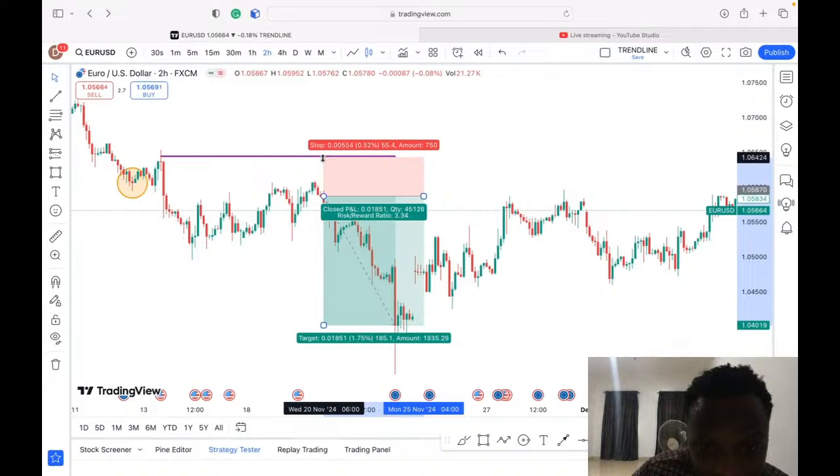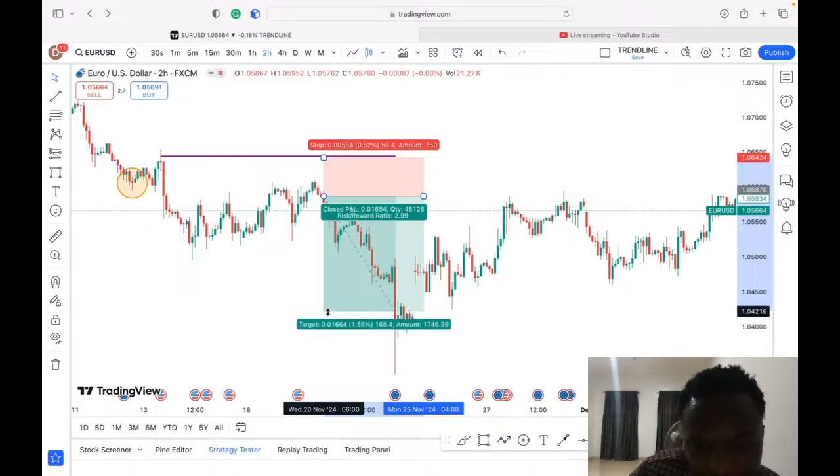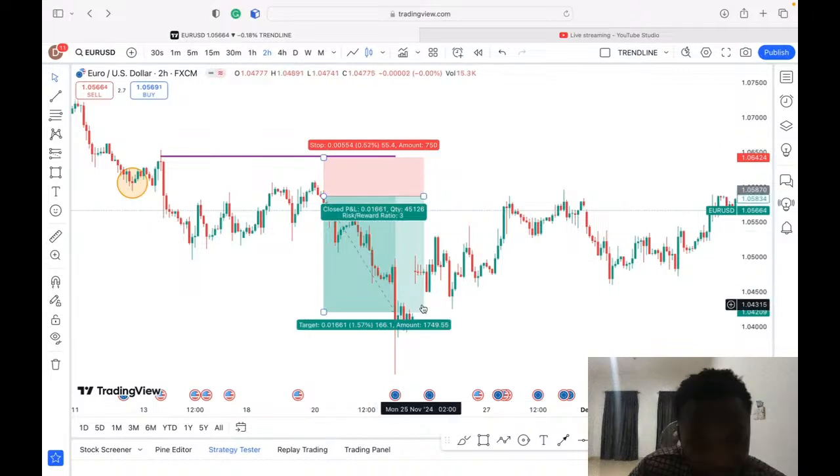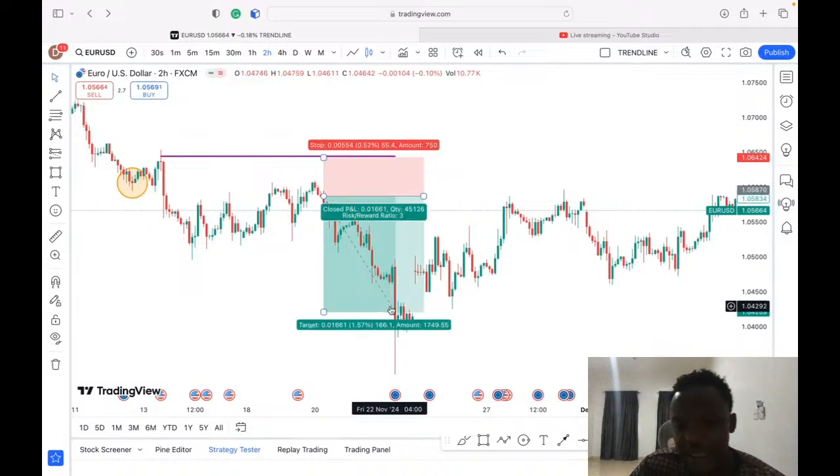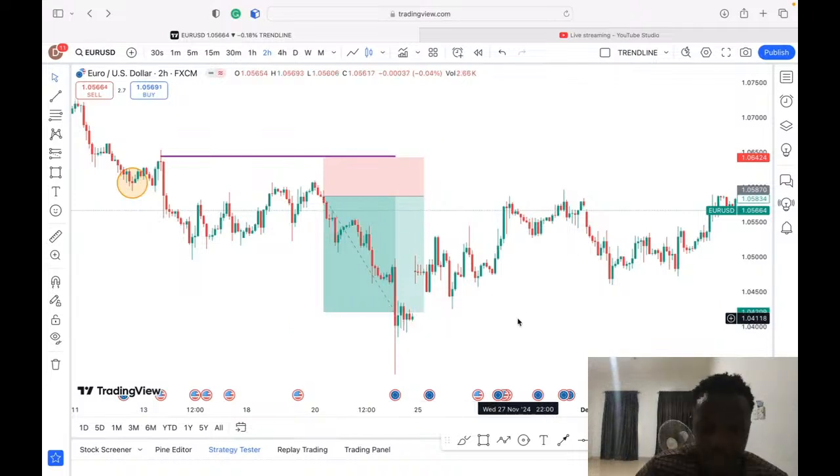I put my stop loss here, and then I can decide to target 1:3. And guess what? You're definitely going to make your profits. Your trade is going to hit your target. So that is basically it about the double top.